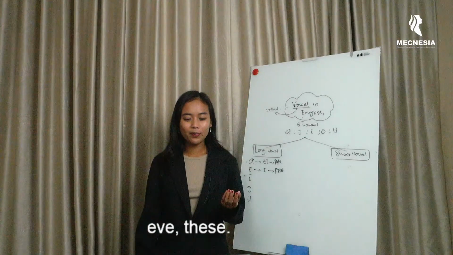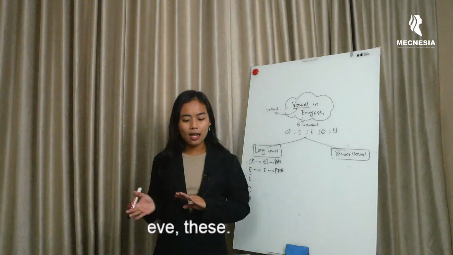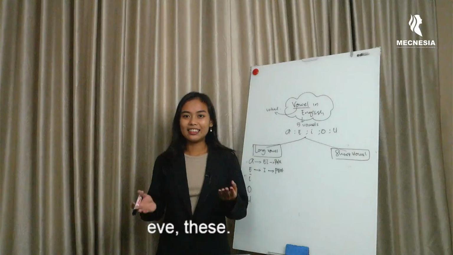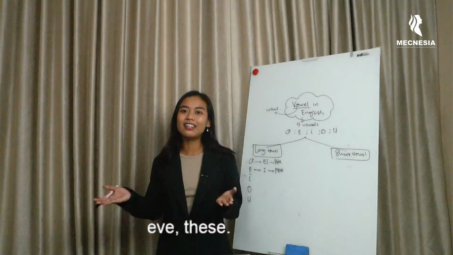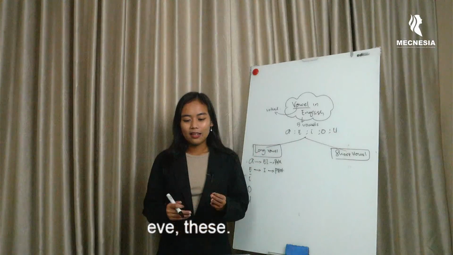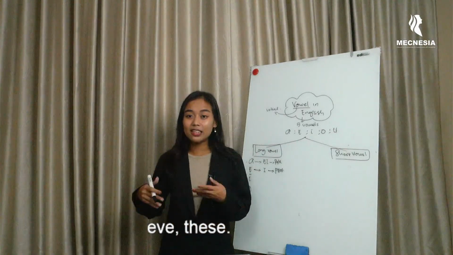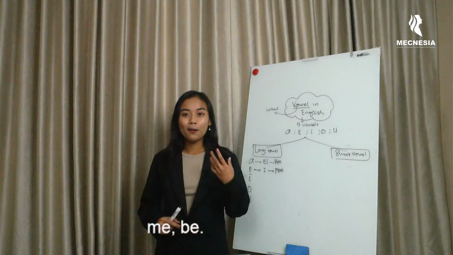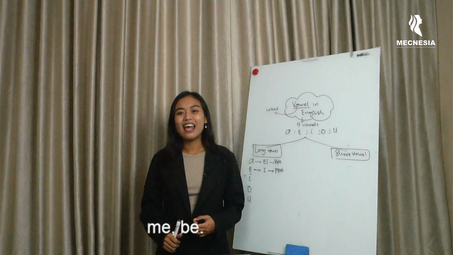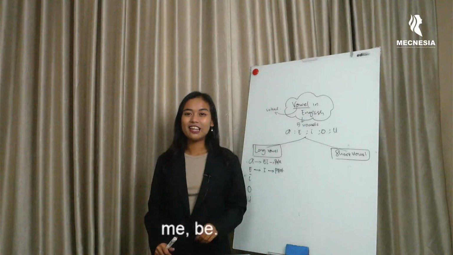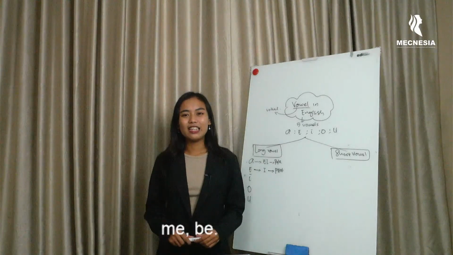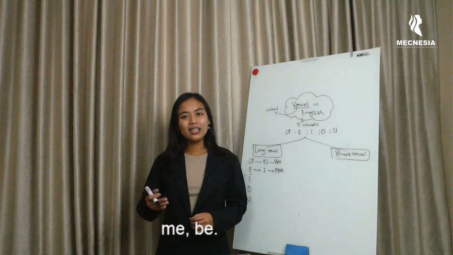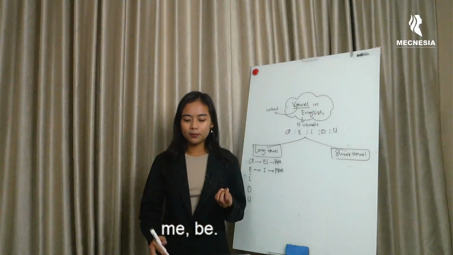Next, yang C. When the E is in the end of the word, but it is not silent. Ketika huruf E-nya ada di akhir dan dia tidak silent. Tidak dibunyikan, berarti dia dibunyikan. For example, like in the word me. Me. And the word be. Be. Okay, so we have me and be. Me means saya, be itu adalah sejenis to be.